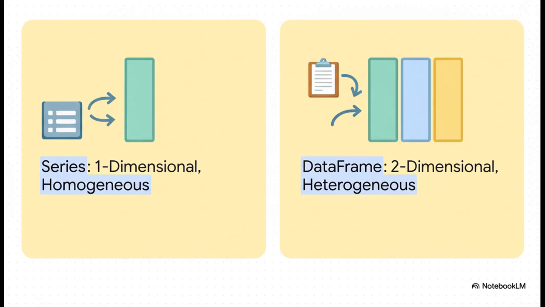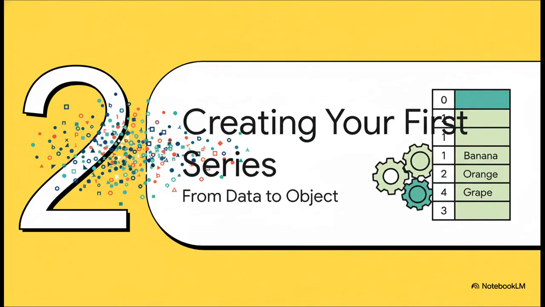And check this out. This is a key difference. The size of a series is immutable. You can't just add or remove rows on the fly. But as we're about to see, the values inside, totally changeable. The big secret here is that a data frame is really just a bunch of series objects all lined up, sharing the same index.